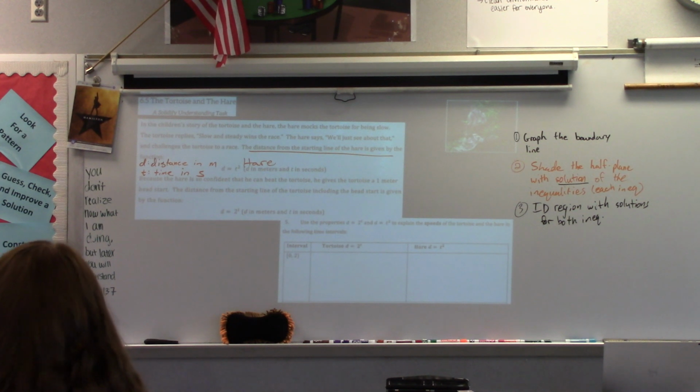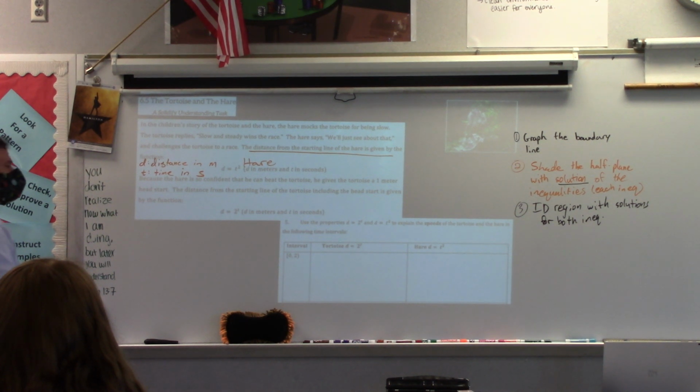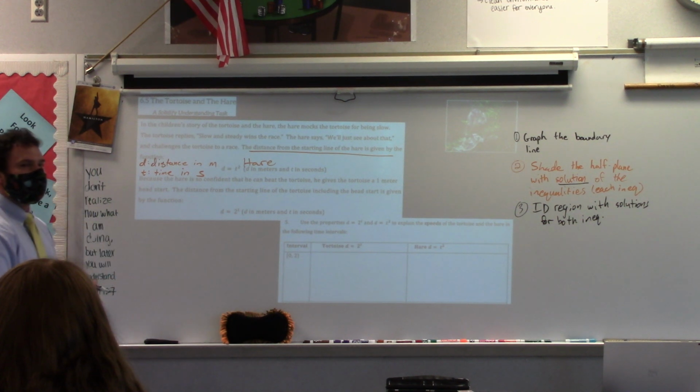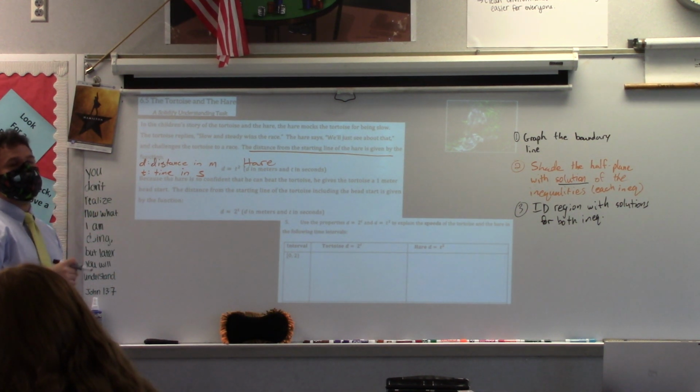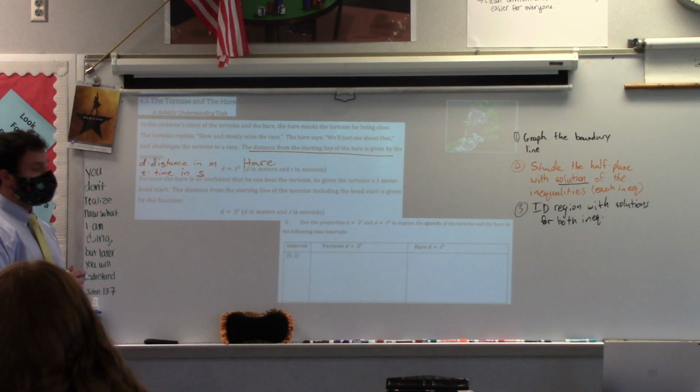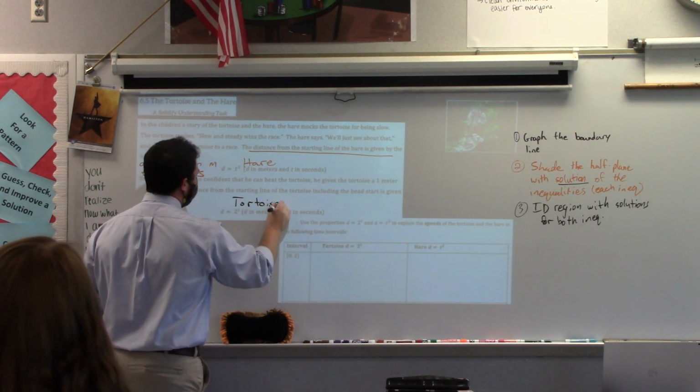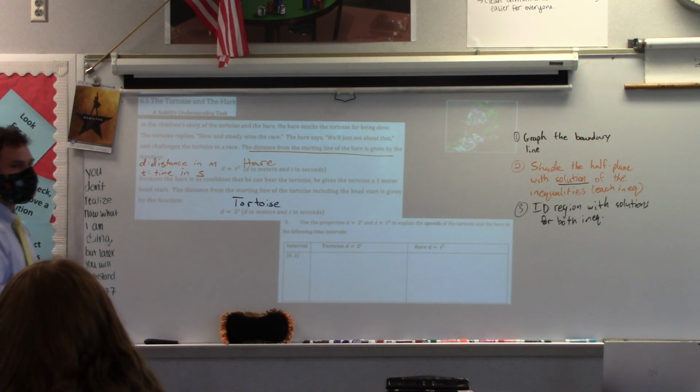So because the hare is so confident that he can beat the tortoise, he gives the tortoise a 1 meter head start. The distance from the starting line of the tortoise, including the head start, is given by the function d is equal to 2 raised to the t. So whose distance is this equation describing? The tortoise. Okay, we already have the hare, so this is the tortoise. We're going to talk about it.